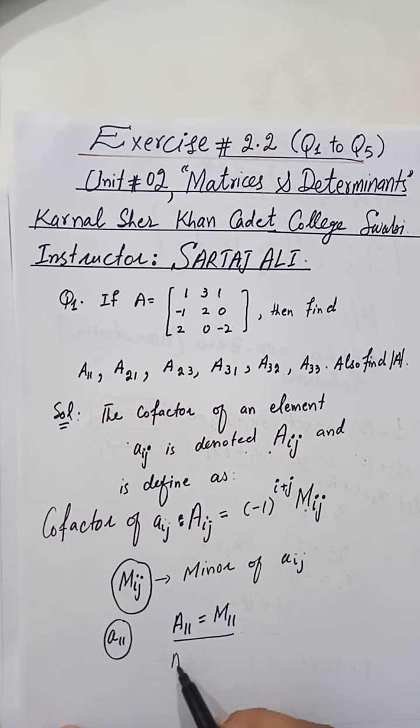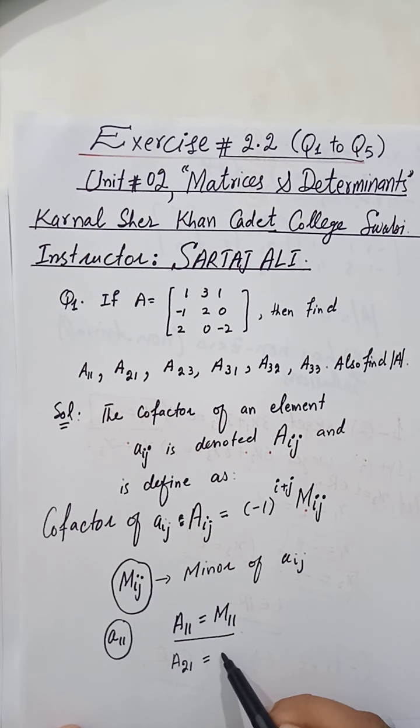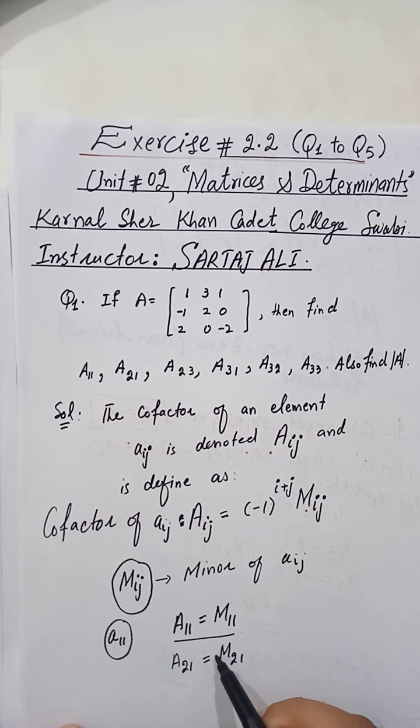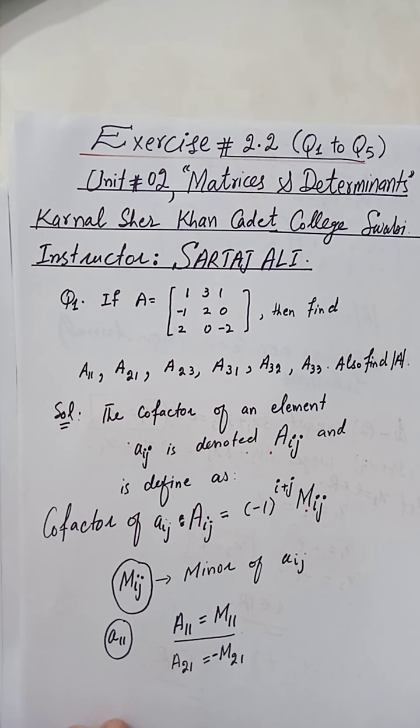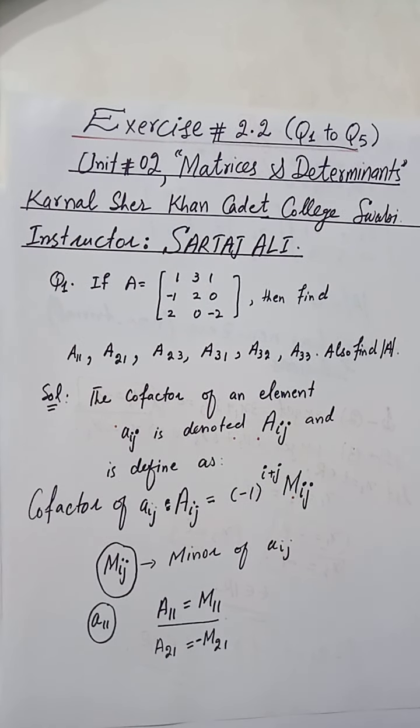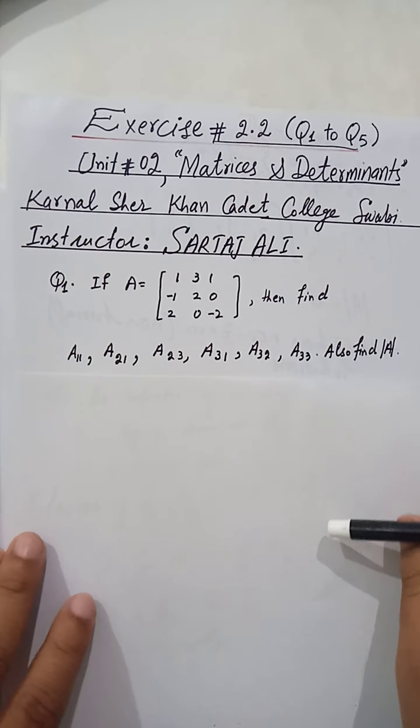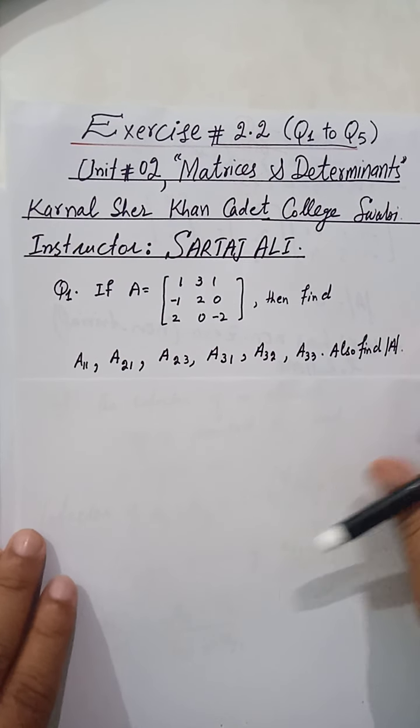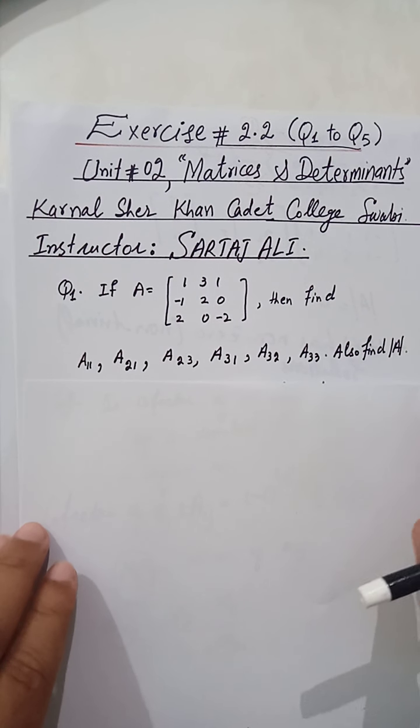And similarly, when the sum of the subscripts is not even, meaning the sum is odd, then the cofactor will be equal to minus 1 times minor. So this is the idea which we discussed in previous video lectures. Now in question number 1 of exercise 2.2, you need to calculate the cofactors A11, A21, A23, A32, A33, and also you need to find out the determinant.